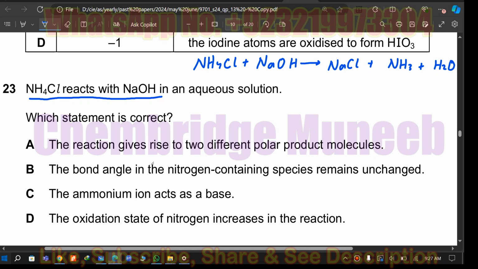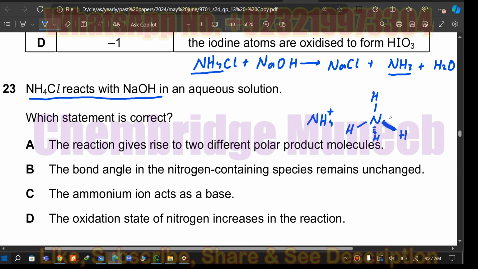Now option B says that the bond angle in nitrogen-containing species remains unchanged. Okay, which means that we need to check the bond angles of all the nitrogen-containing species here. We have one over here, which is the ammonium ion, and on the product side we have ammonia. If I write the structure of the ammonium ion, it is NH4+, where nitrogen has 4 bonds, in three dimensions, a structure of this type.